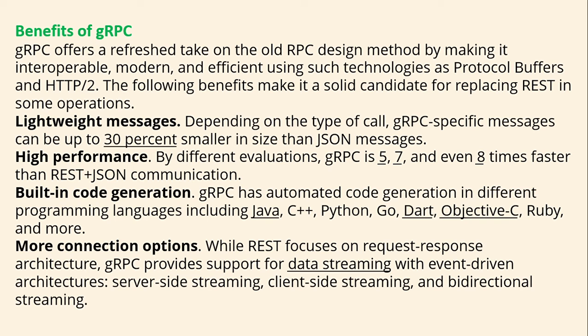Second, it is high performance. By different evaluation, gRPC is 5, 7, and even 8 times faster than REST plus JSON communication. Third, built-in code generation. gRPC has automated code generation in different programming languages including Java, C++, Python, Go, Dart, Objective-C, Ruby, and more. And last, more connection options. While REST focused on request response architecture, gRPC provides support for data streaming with event-driven architecture. Server-side streaming, client-side streaming, and bidirectional streaming, etc.